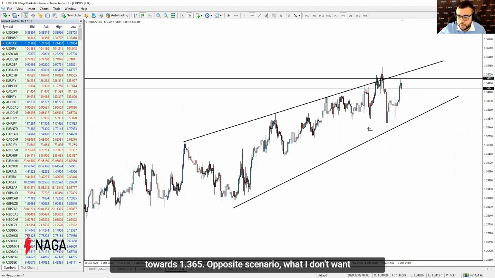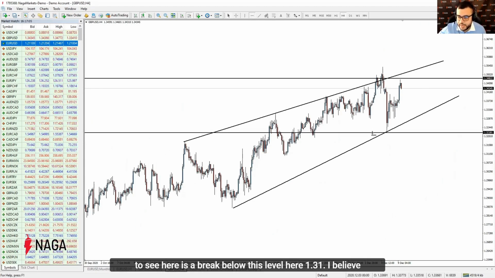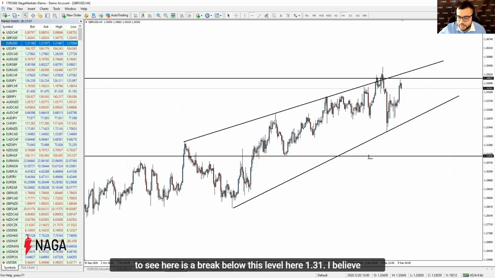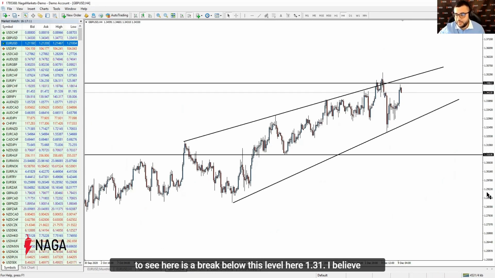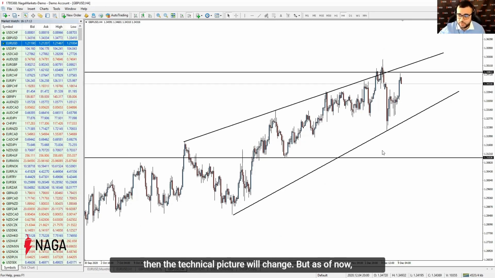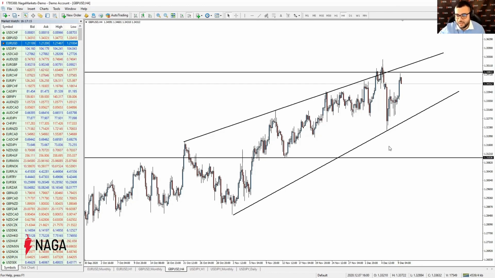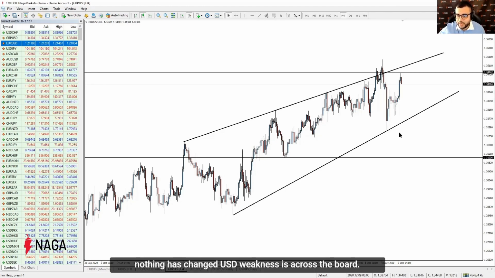Opposite scenario, what I don't want to see here is a break below this level here, 131. I believe then the technical picture will change. But as of now, nothing has changed. Dollar weakness across the board.